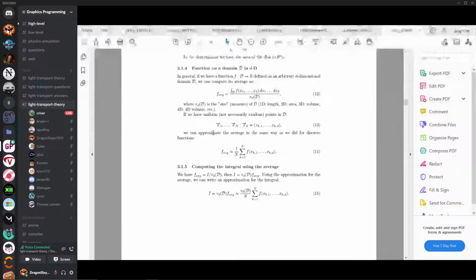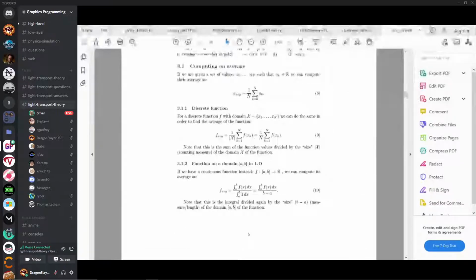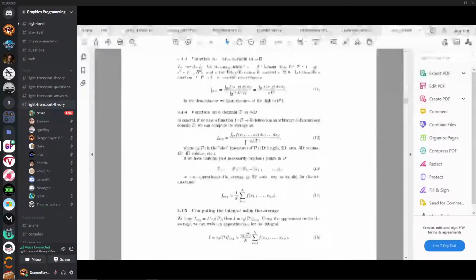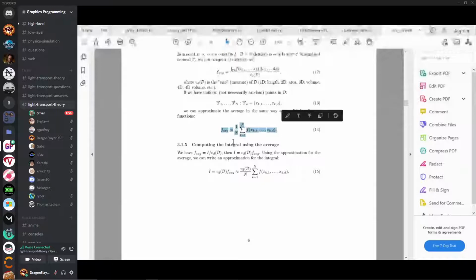Now, why is this useful? Well, because the average, like we saw in the very beginning in the discrete setting, can be approximated simply by taking the average of the function at sufficiently many points that are uniformly distributed. They don't need to be random. It's enough if they are uniform in this domain D. So that gives you the average of the function.